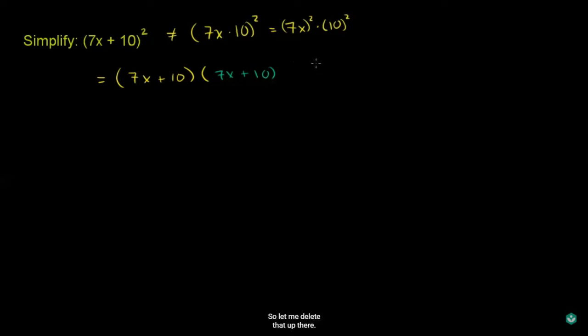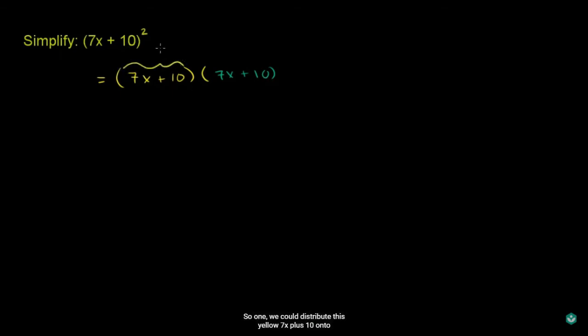So let me delete that up there. That's probably the single biggest point of confusion when people first learn to take the square of an expression like this. They should always remember that it's 7x plus 10 times 7x plus 10, and now we can multiply it out. So one, we could distribute this yellow 7x plus 10 onto each of the terms in the green one.